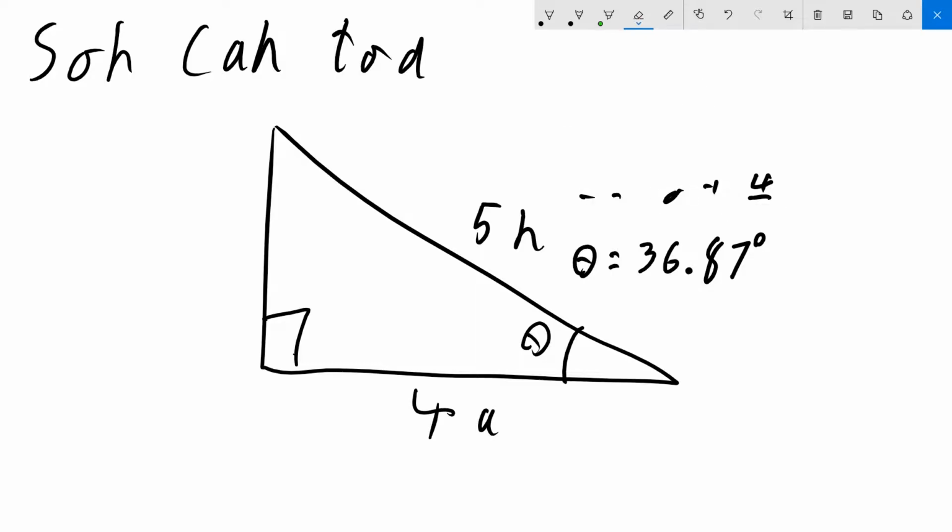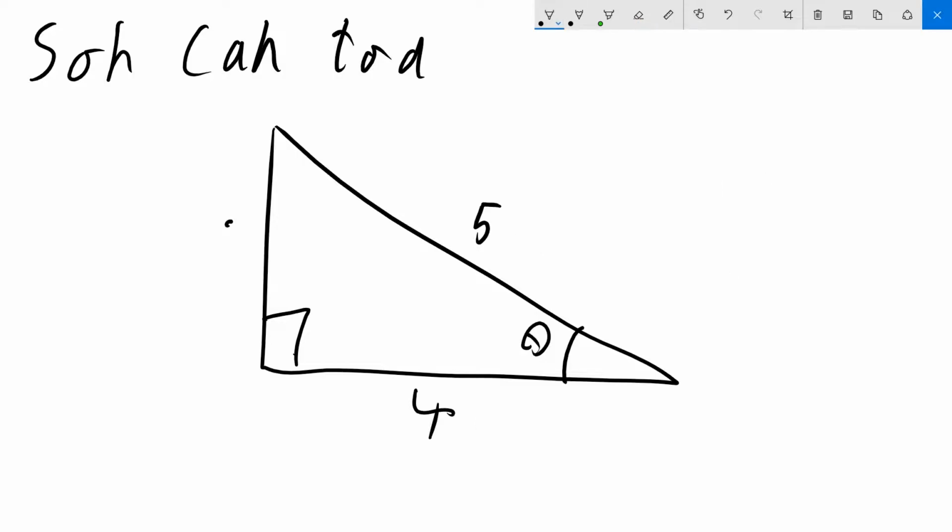So with the same triangle, the sine of theta. So let's say we only knew these two. We have the opposite and the hypotenuse. O and H. What deals with O and H? Sine does. Sine theta is going to equal opposite 3 divided by hypotenuse 5.